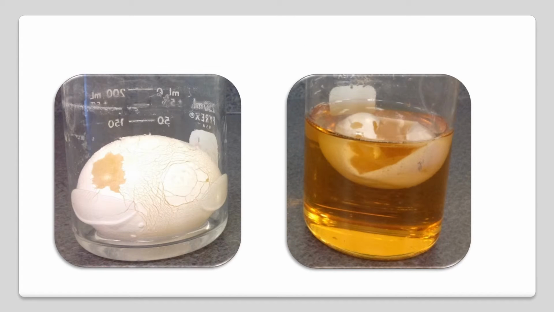What happens to the egg if it's placed in a solution that has a high concentration of solutes? The egg on the right is in corn syrup. Corn syrup has a very high solute concentration compared to the egg. What do you notice about the size of the egg, and how can you explain this?